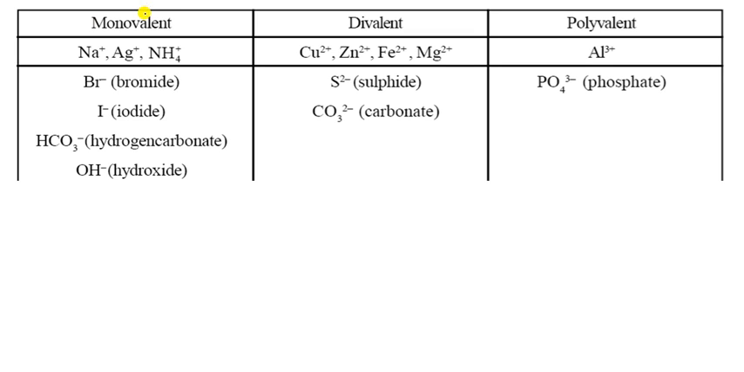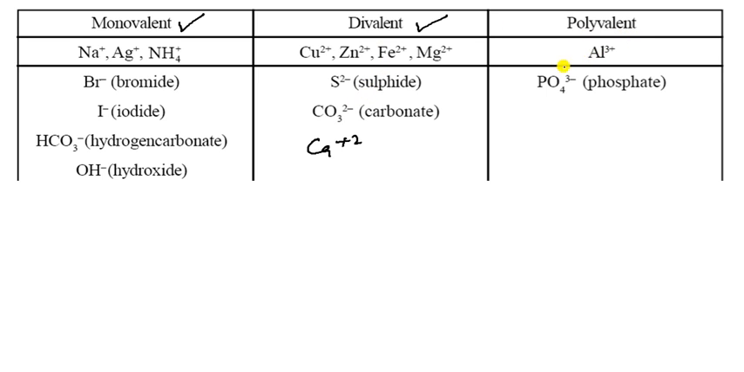So you have to see here, it is monovalent, divalent and polyvalent. It has only one positive charge, and they have one negative charge. So there is only one charge, and it is called monovalent. In the divalent, it has two charges: copper plus 2, zinc plus 2, iron plus 2, magnesium plus 2, and also calcium plus 2. In sulfide and carbonate, they are negatively charged with two charges, so they are divalent.